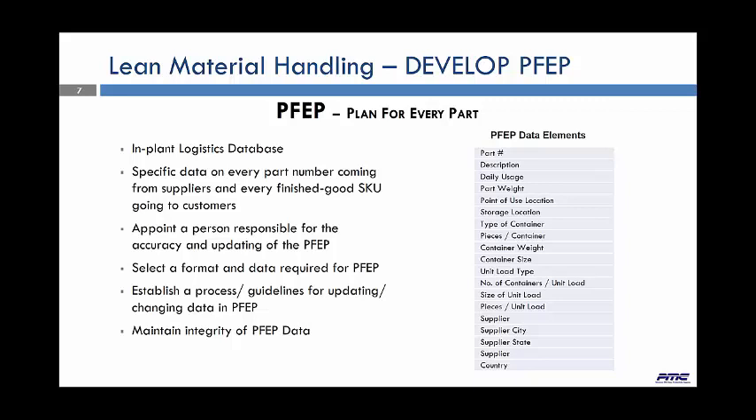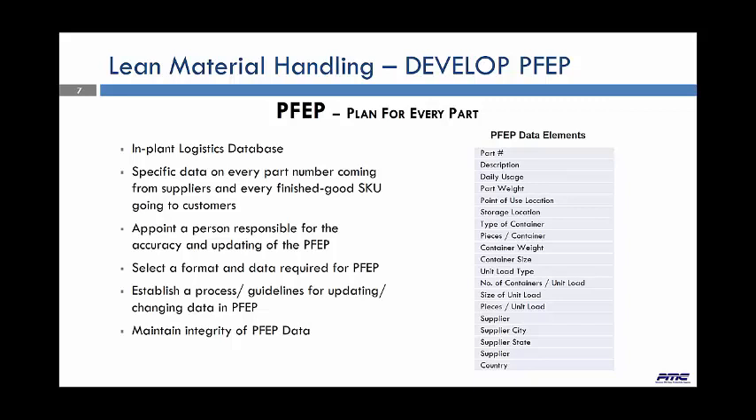So what is a PFAP? As a definition, it says plan for every part. This can be a document, in Excel or some kind of database, where all the part numbers are listed. Along with it, you have a description of the part, the daily usage, the container information, how many parts are in a container, what kind of container they have, and the unit load information. There are a lot of elements you can add on to the PFAP.